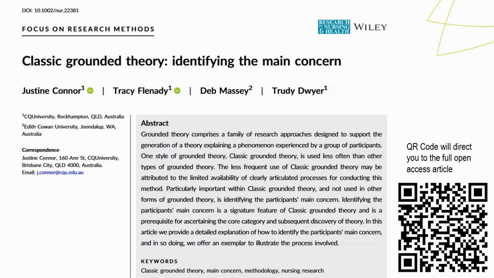Considering classic grounded theory methodology aims to understand how participants resolve a main concern, one would anticipate a plethora of literature discussing how researchers can set out to do this. However, our team have experienced a paucity of information available to novice classic grounded theory researchers to use as resources when undertaking their studies. In this presentation today, I will offer a visual guide using an existing study as the exemplar to assist researchers using classic grounded theory to understand the process involved when identifying participants' main concern.